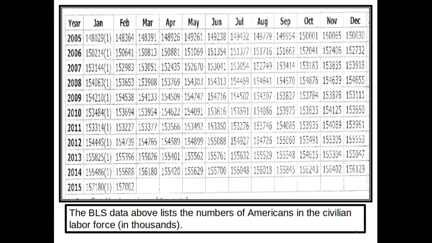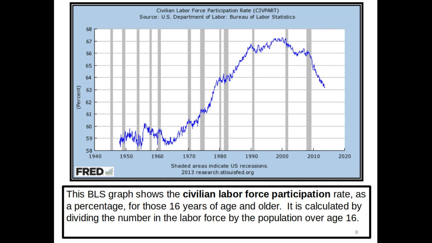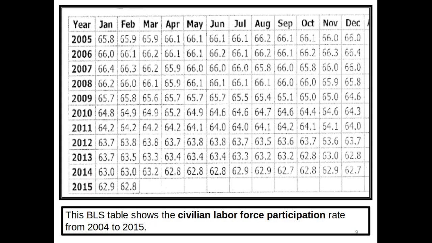Here's numbers for people in the civilian labor force. You can see it goes up year by year. This shows the civilian labor force participation rate as a percentage. You can see it went up drastically here in the 80s. It's starting to go down. Anybody know why? It's those baby boomers. As they retire, we're starting to see the labor force participation rate go down. And here you can see just the straight numbers.